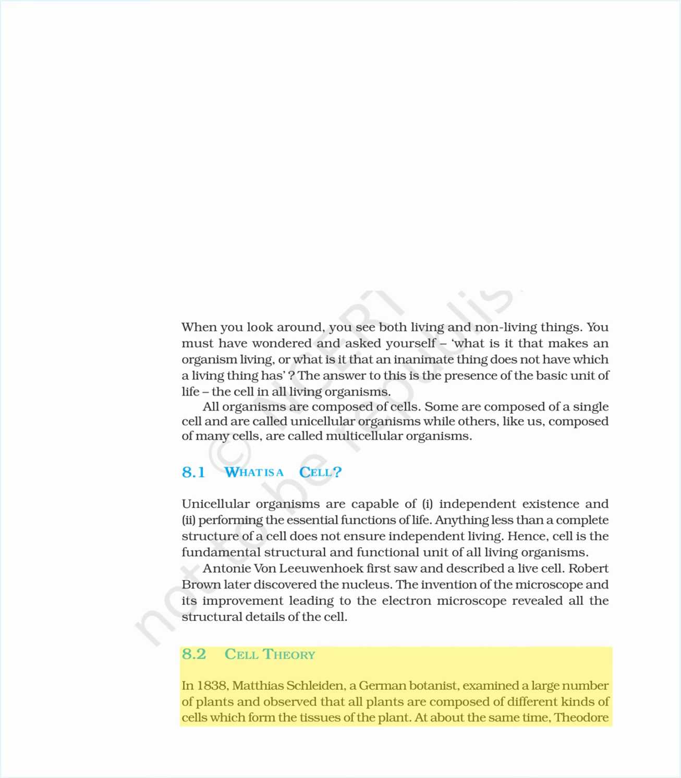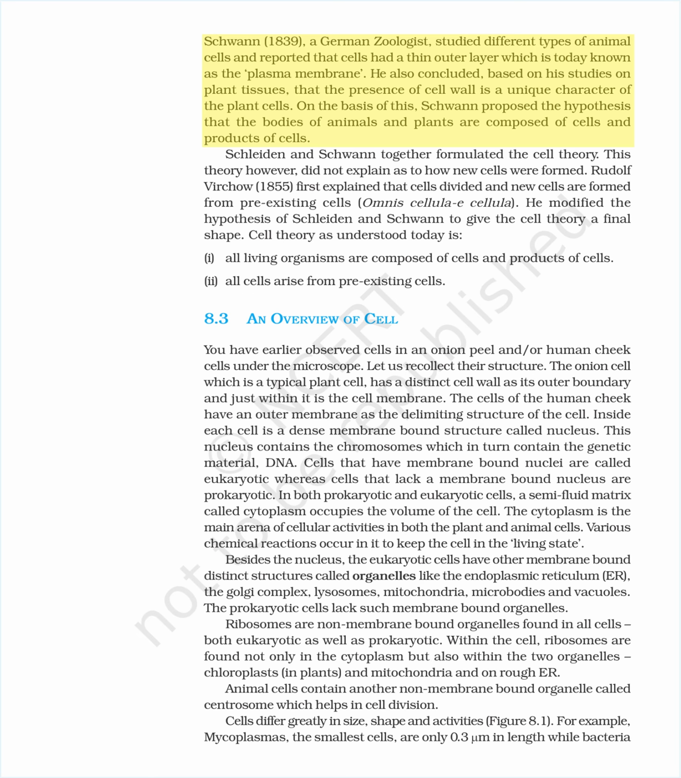All plants are composed of different kinds of cells which form the tissues of the plant. At about the same time, Theodor Schwann, 1839, a German zoologist, studied different types of animal cells and reported that cells had a thin outer layer which is today known as the plasma membrane. He also concluded, based on his studies on plant tissues, that the presence of cell wall is a unique character of the plant cells. On the basis of this, Schwann proposed the hypothesis that the bodies of animals and plants are composed of cells and products of cells. Schleiden and Schwann together formulated the cell theory.